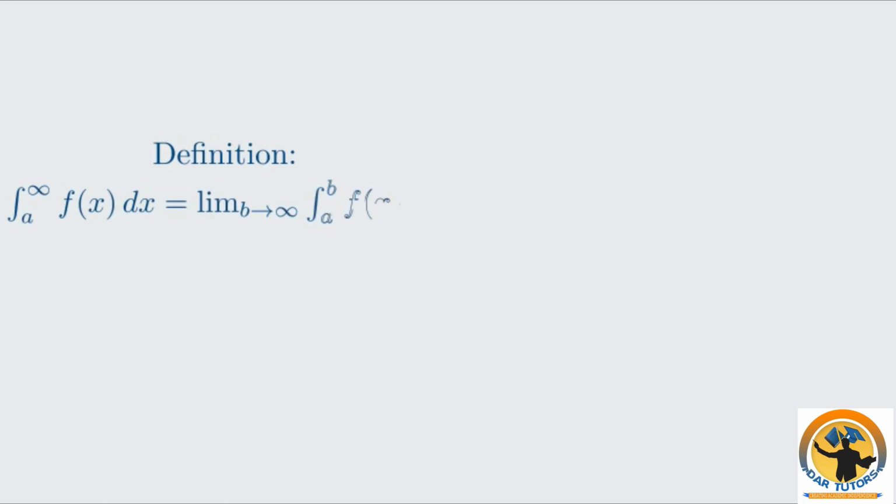Now, how do we evaluate these integrals with infinite limits? We use the power of limits. We define the integral from a to infinity of f of x dx as the limit, as b approaches infinity, of the definite integral from a to b of f of x dx. This means we first evaluate the integral over a finite interval, and then we see what happens as that interval becomes infinitely large. Let's visualize this.